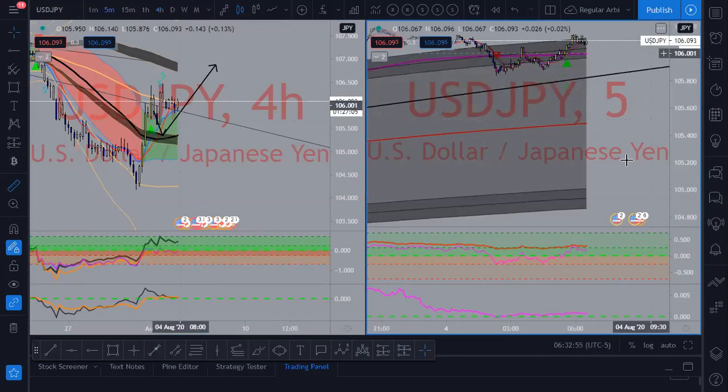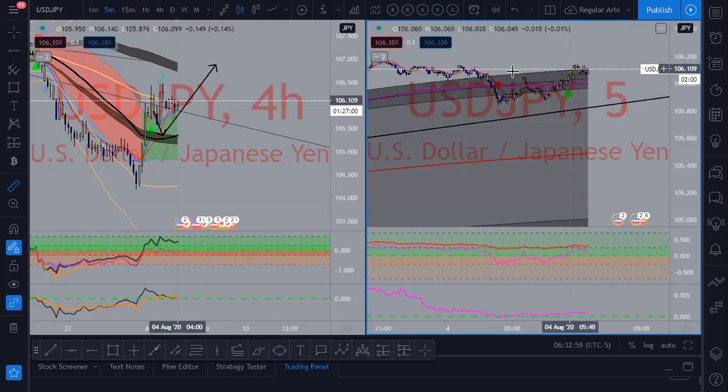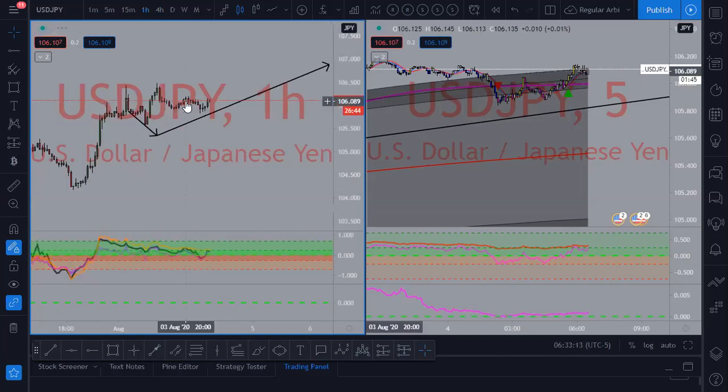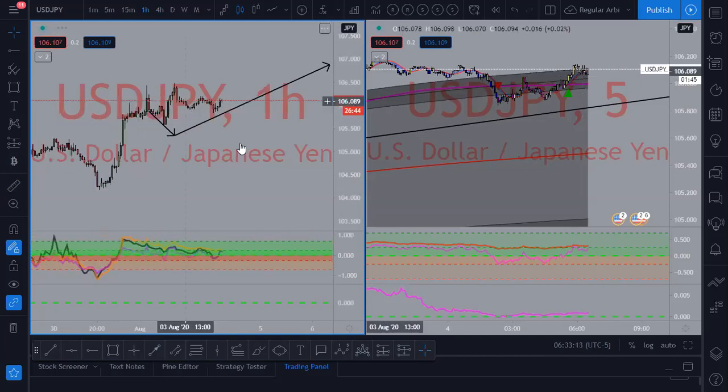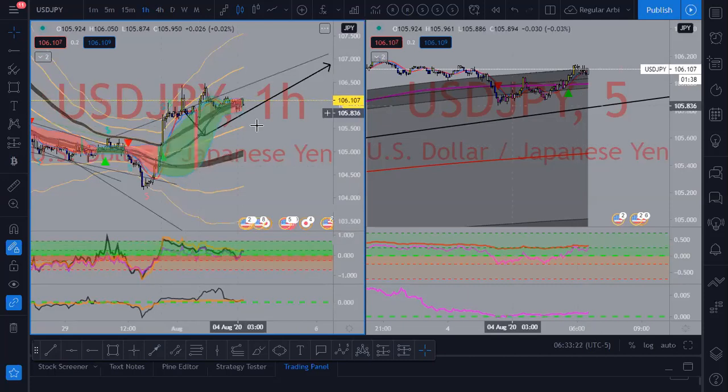On the 5 minute, which is like the hourly, price did come and try to sell, but it was a fake out, and it looks like it wants to go bullish right now. Let's look at the 1 hour chart over here, which I'm pretty sure looks about the same. Yeah, price is still calling for that buy. It never called for the sell on the 1 hour time frame.